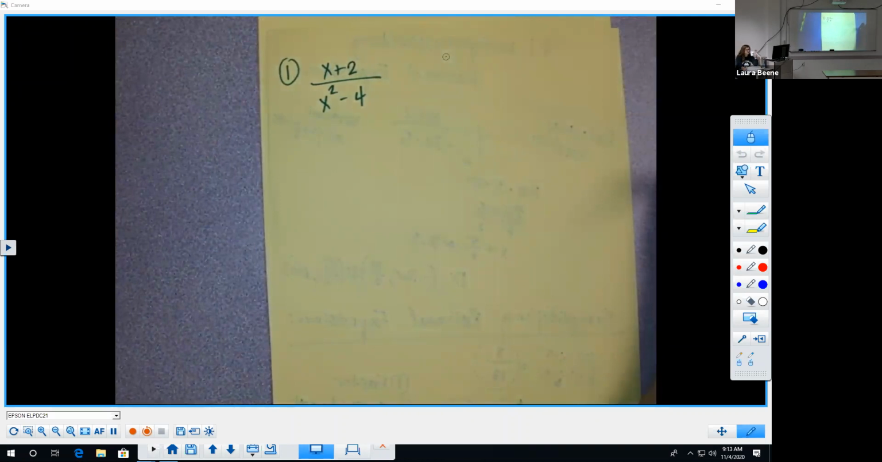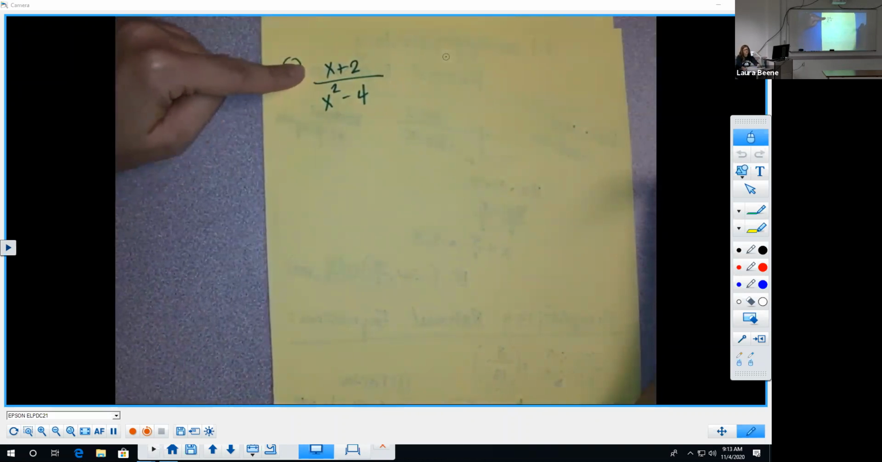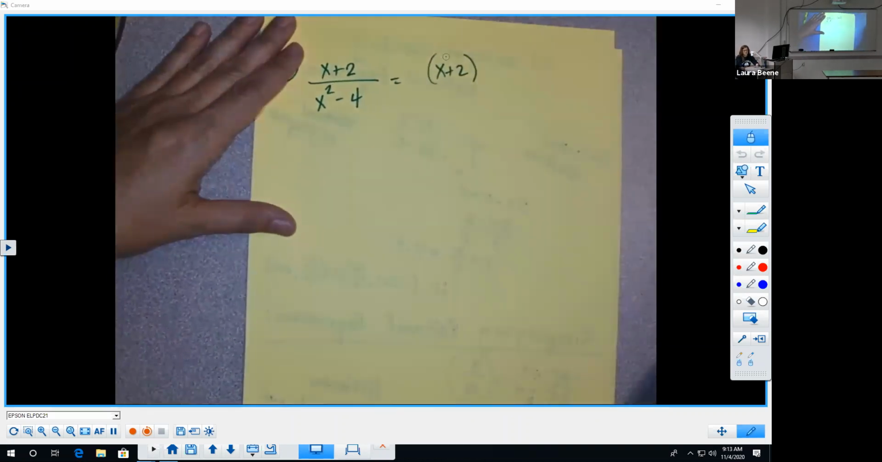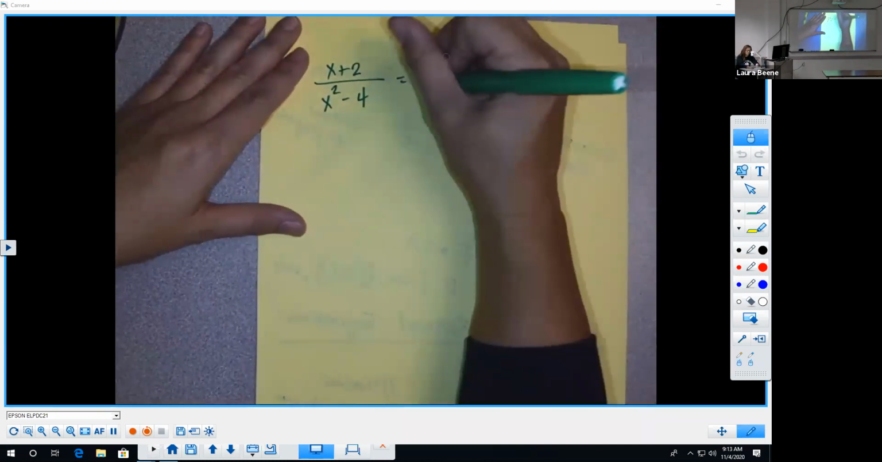Okay, the first thing we do is factor, top and bottom. The top, x plus 2, does it factor? No, there's nothing to do there. It's just x plus 2. If you wanted to put parentheses around it to remind yourself that it's already factored, there's nothing to do there, that might be helpful.